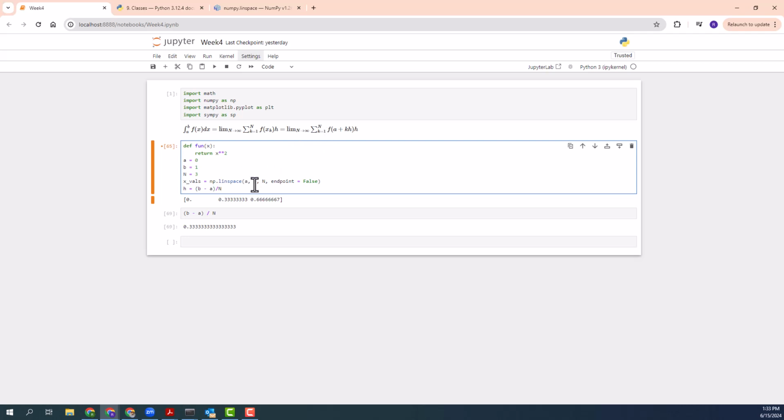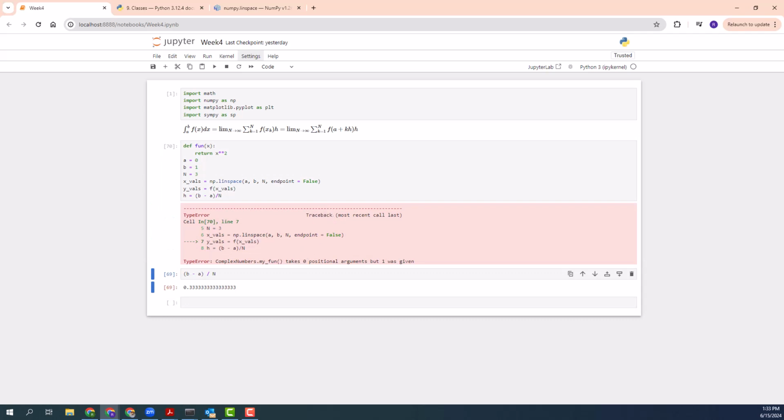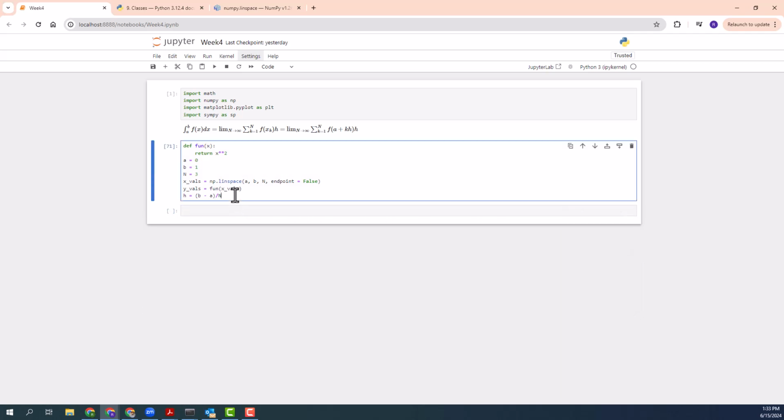And so what we're doing, we're going to evaluate f at each one of these points. When I say f, I mean our function here. So we're going to evaluate f of x_val. Let me run this. I need to put fun. The reason it has this myfun is because remember in a previous video I said f is equal to complexnumbers.myfun. So I need to do this. Okay, so now everything is set up.